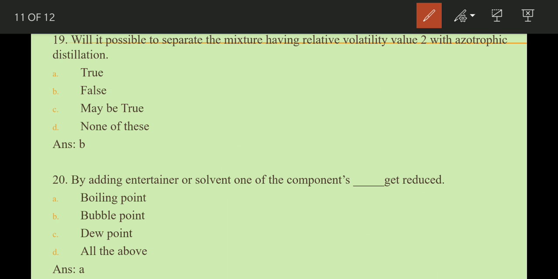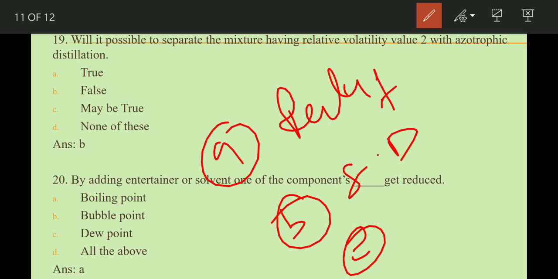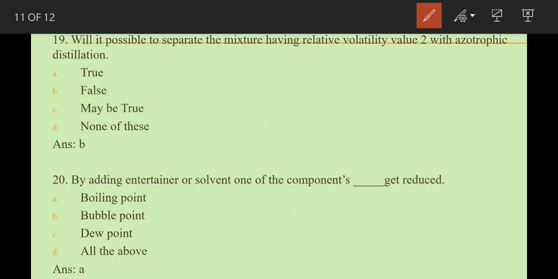Next question is, which distillation method is used for the separation of high boiling substance from non volatile impurities? हाई बॉइलिंग सब्सटेंस को नॉन वोलेटाइल इम्प्यूरिटीज से कौन सी मेथड जो है वो सेपरेट करती है? ए है आपकी रेक्टिफिकेशन डिस्टिलेशन, बी है सिंपल डिस्टिलेशन, सी है स्टीम डिस्टिलेशन और डी है वैक्यूम डिस्टिलेशन. So the correct answer is C, that is steam distillation. So basically steam distillation use होता है.